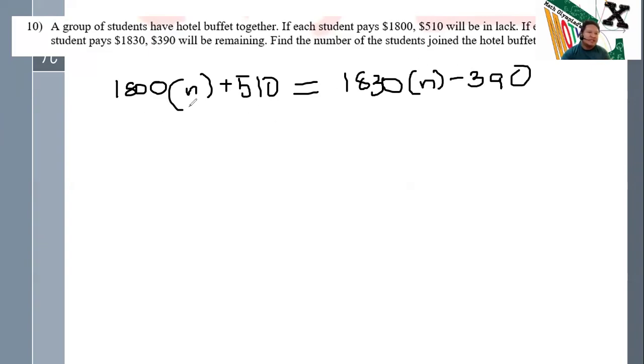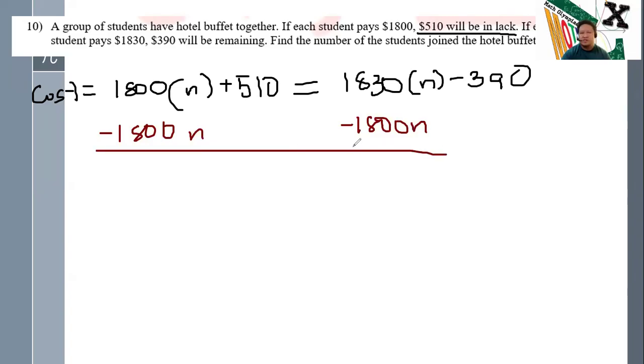So 1,800 times n plus 510, because you lack 510, so you need to add 510. This is the cost of the food right now. So it's equivalent to 1,830n minus 390. The solution for this one is a little bit of algebra, expressed mathematically. So we can transpose or subtract 1,800n on both sides.